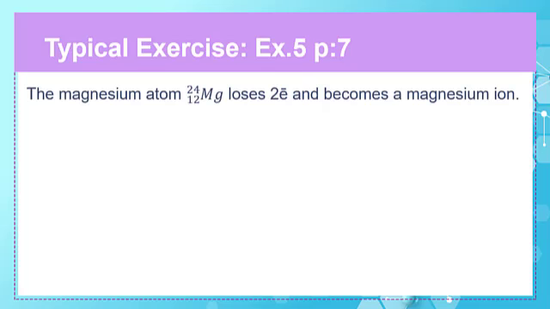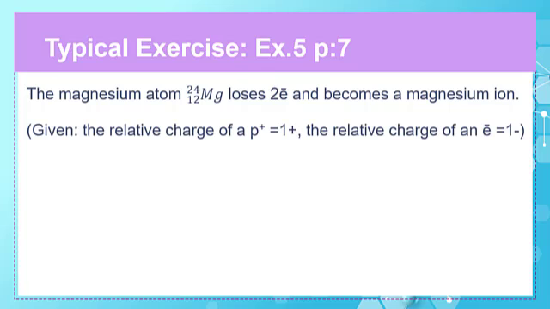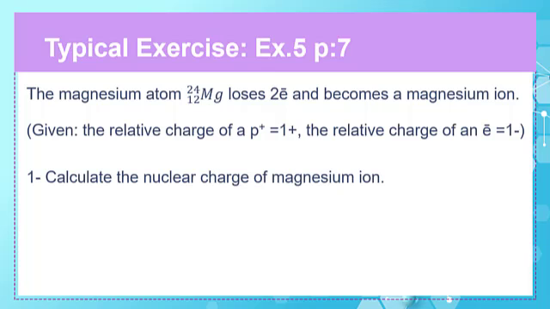The magnesium atom Mg 24 12 loses 2 electrons and becomes a magnesium ion. Given the relative charge of a proton is 1 plus and the relative charge of an electron is 1 minus. In part 1, it's required to calculate the nuclear charge of magnesium ion.